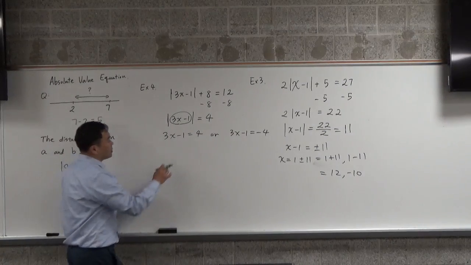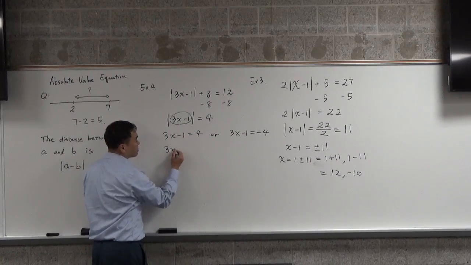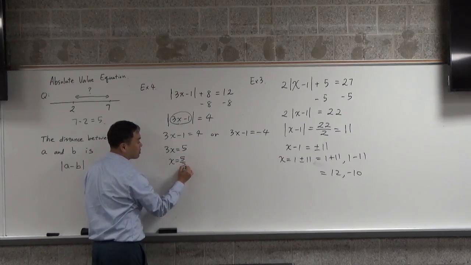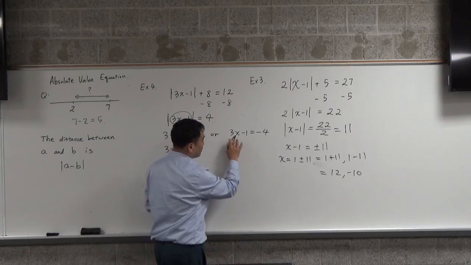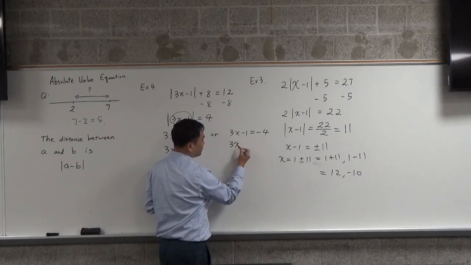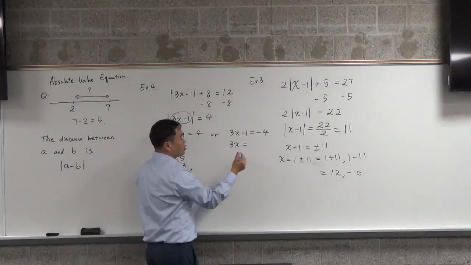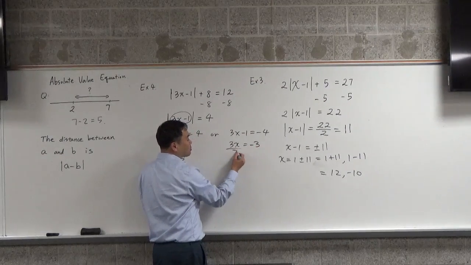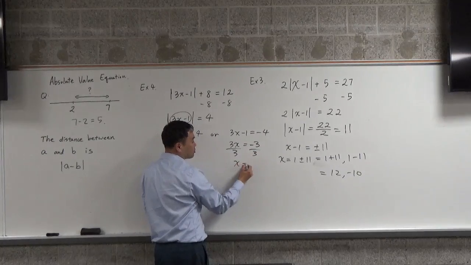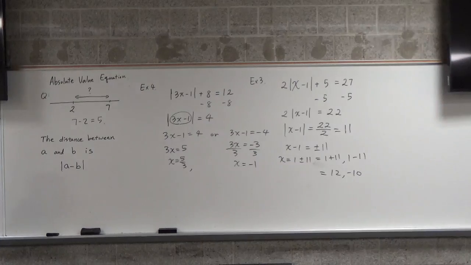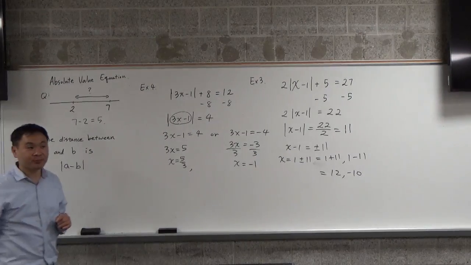Okay. Add 1 to both sides, you have 3x equals 5. Divide by 3, you get 5 over 3 for one answer. And if you add 1 to the other side, what's 1 minus 4? Negative 3. And you divide both sides by 3, you get x equals negative 1. So the two answers that you get are 5 over 3 and negative 1.